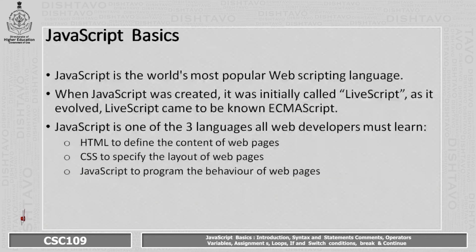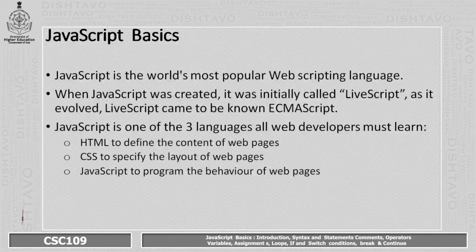To begin with, JavaScript is the world's most popular web scripting language. When JavaScript was initially created, it was called LiveScript. It has evolved over a period of time to become one of the most popular scripting languages for the web and was subsequently known as ECMAScript. Today it is popularly known as JavaScript.